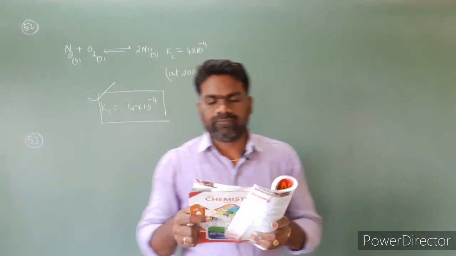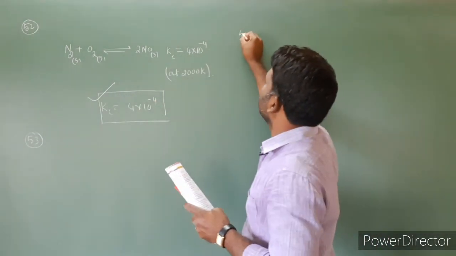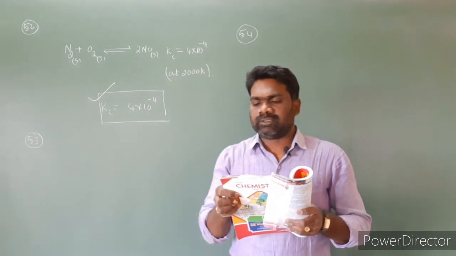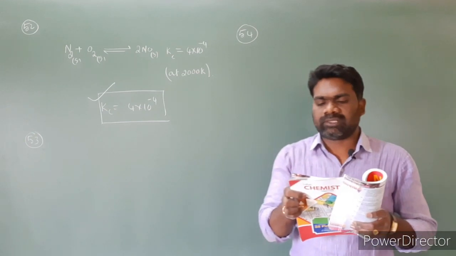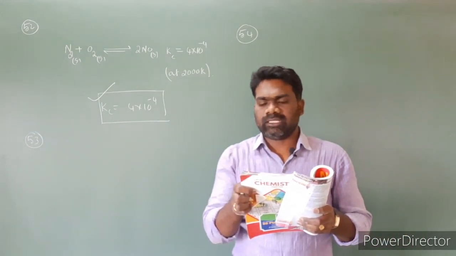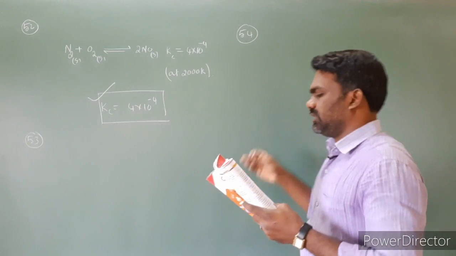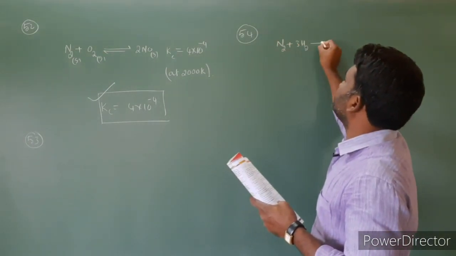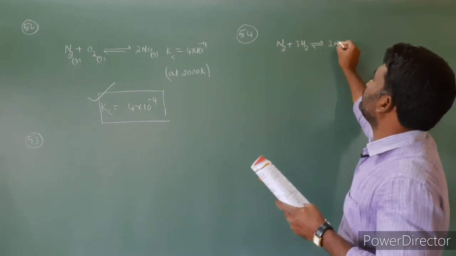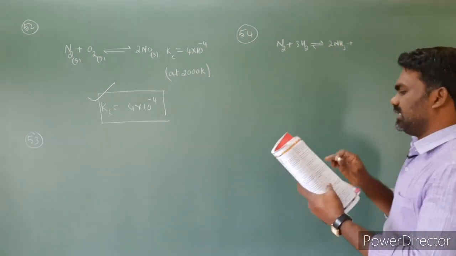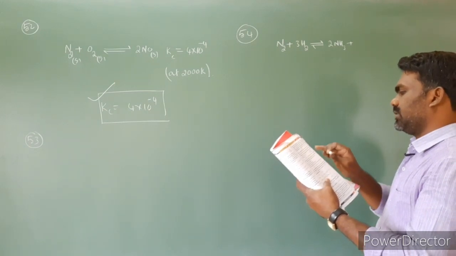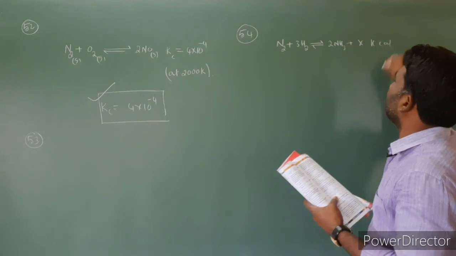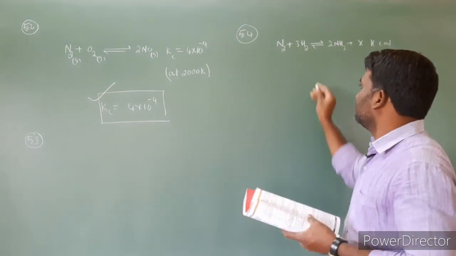Next, question number 54. Look at the question number 54. The unit for equilibrium constant of the reaction N2 plus 3H2 gives rise to 2NH3 plus x kilocalories. So what is the equation given? N2 plus 3H2 gives rise to 2NH3 plus x kilocalories. So we have to find the units.